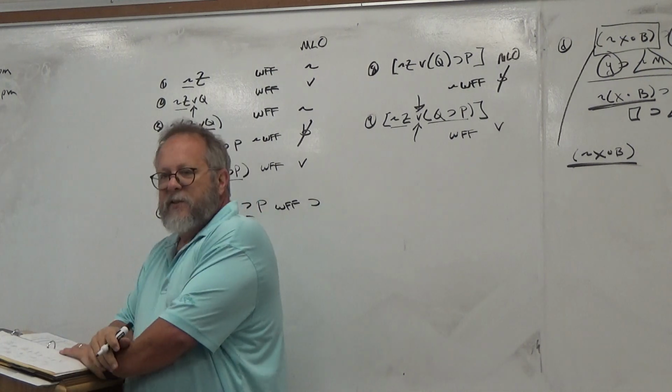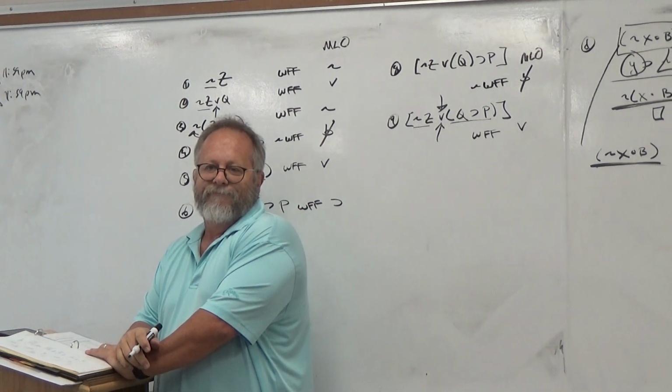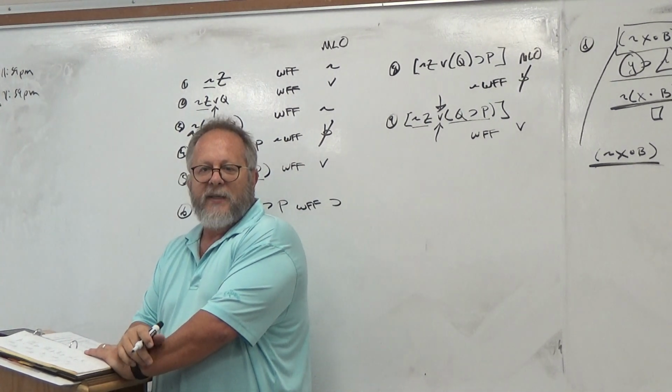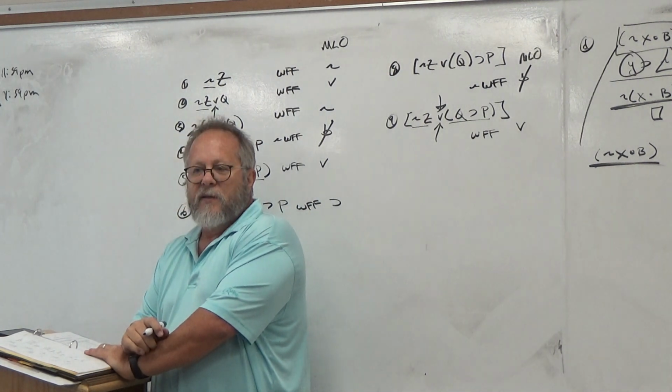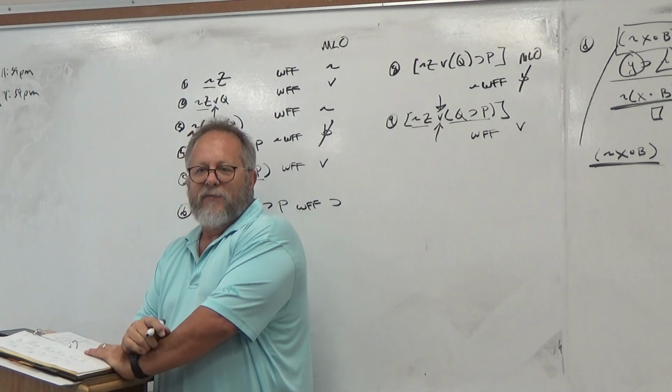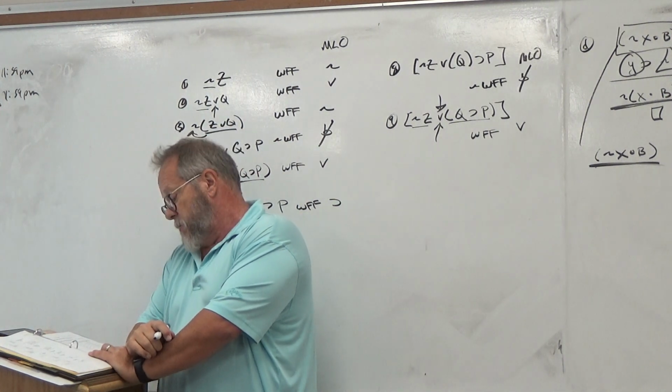10. Just take a look at 10 in your book. We have Z, not, or. That makes no sense, right? That's like saying 4 plus times 7, okay? You have two operators right next to each other. No good, okay?